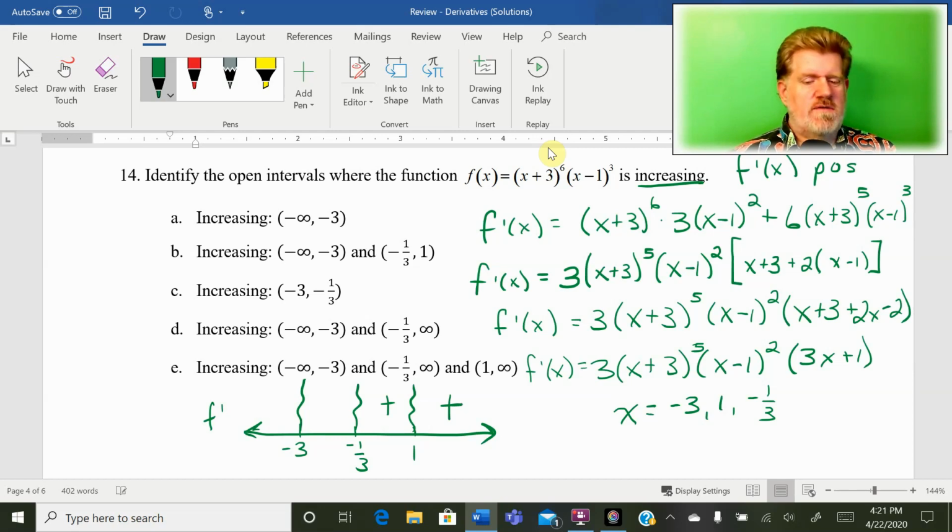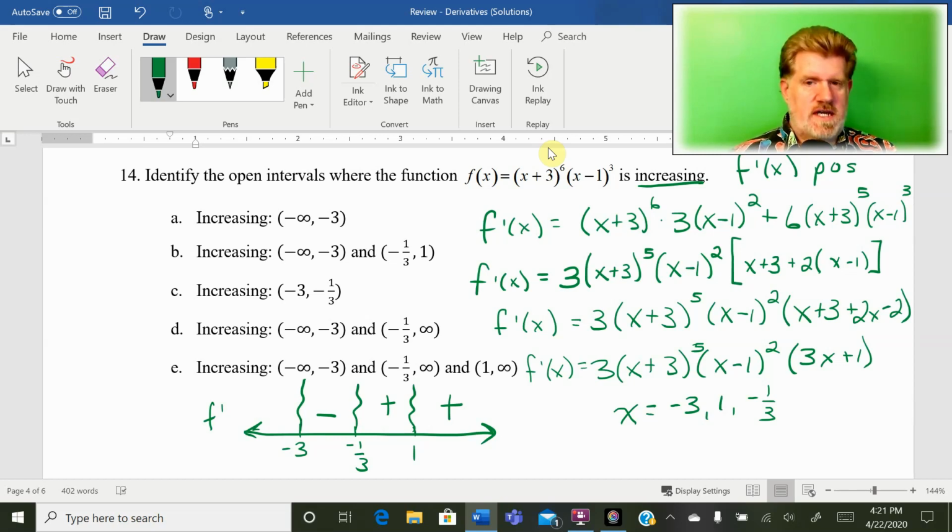Let's check it out. Pick a number between -1/3 and -3. Say -1. All right, -1 plus 3 is positive. This is positive. But -1, -1 times 3 is -3 plus 1. I get a negative. So two positives and a negative make a negative.